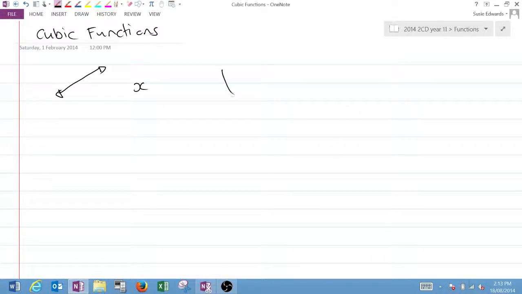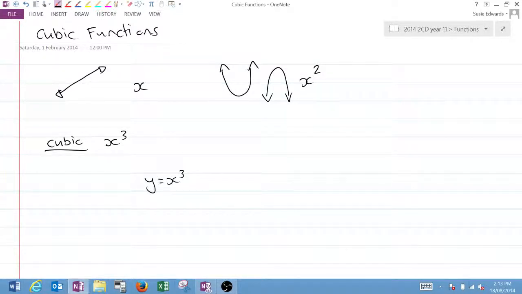A quadratic function, either that one or that one, had x squared in it. Okay? So a cubic has x cubed in it. Now there are a few different ways of seeing a cubic. For example, y equals x cubed looks like this. That's a cubic. It's a bit more straight across here, but we can deal with that. Could be more like this, but anyway, we're okay.